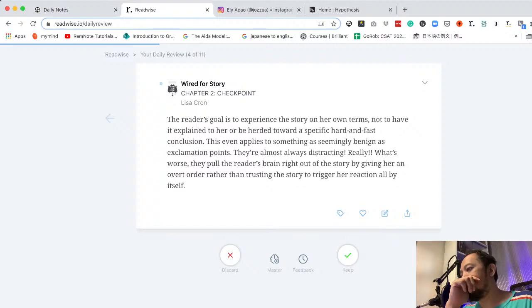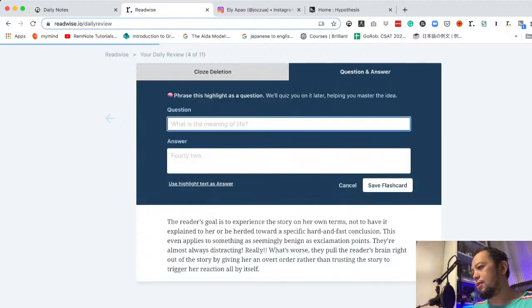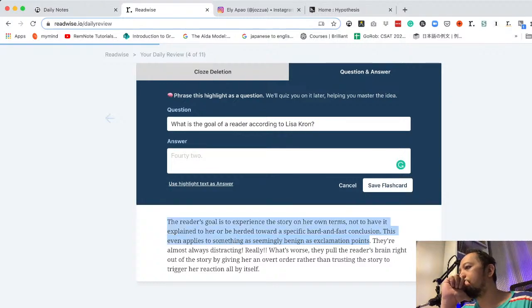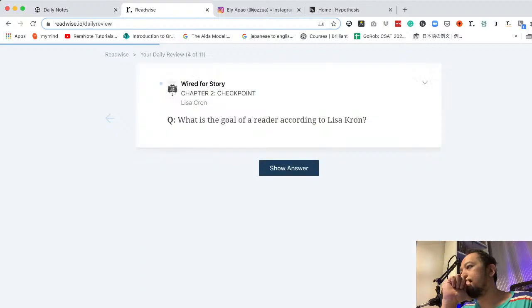This is a nice one. Actually, what is the goal of a reader according to Sakon? Oops, edit cron is with a C.